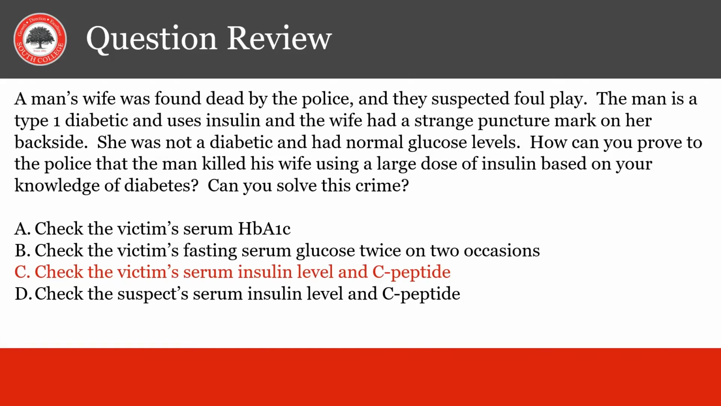The answer is to check the victim's serum insulin level and C-peptide. If she received exogenous insulin, then she will have a much higher insulin level than the C-peptide, which is released in a 1-to-1 ratio. This would prove the means of this murder.